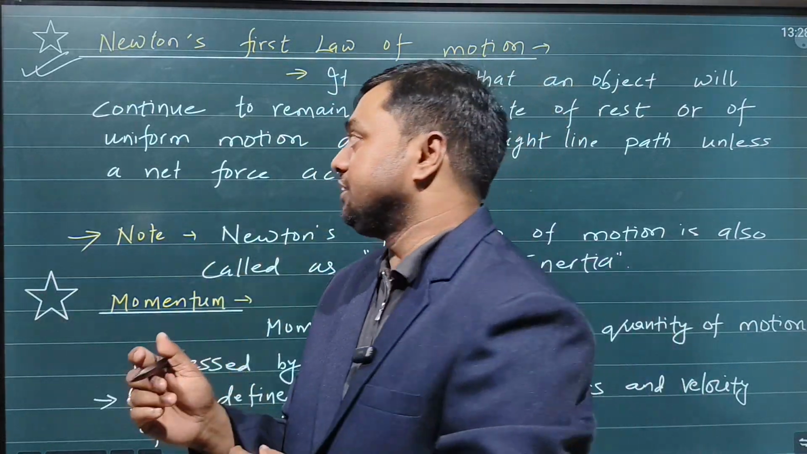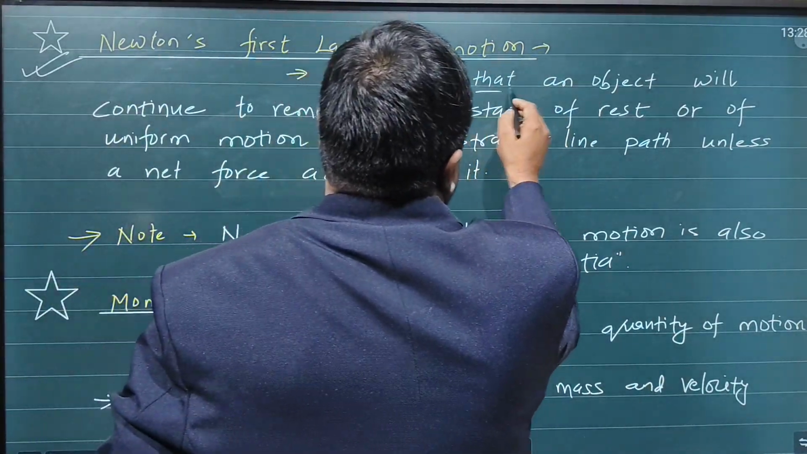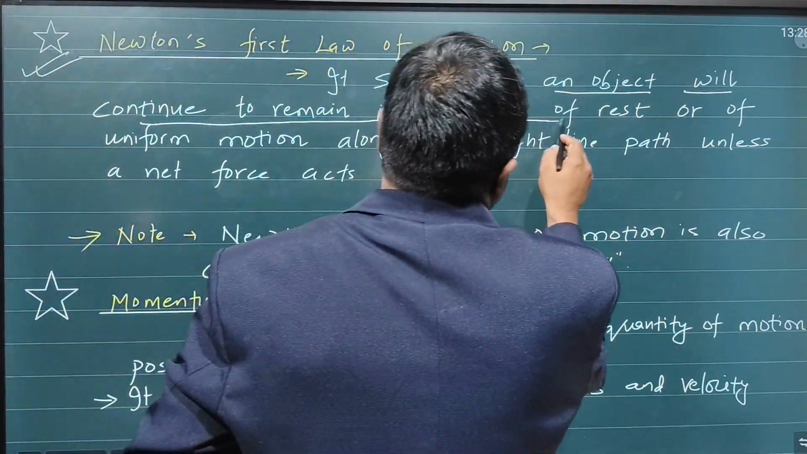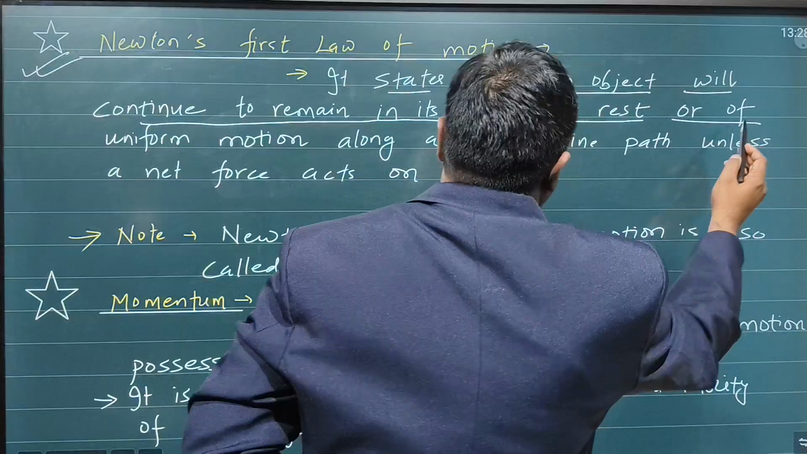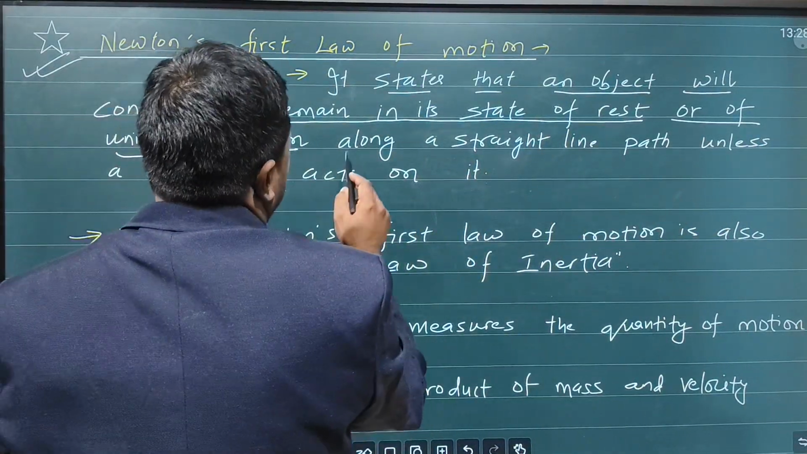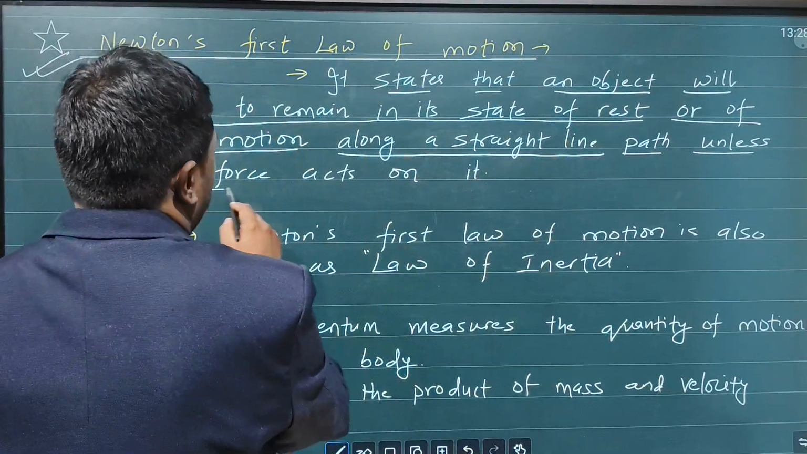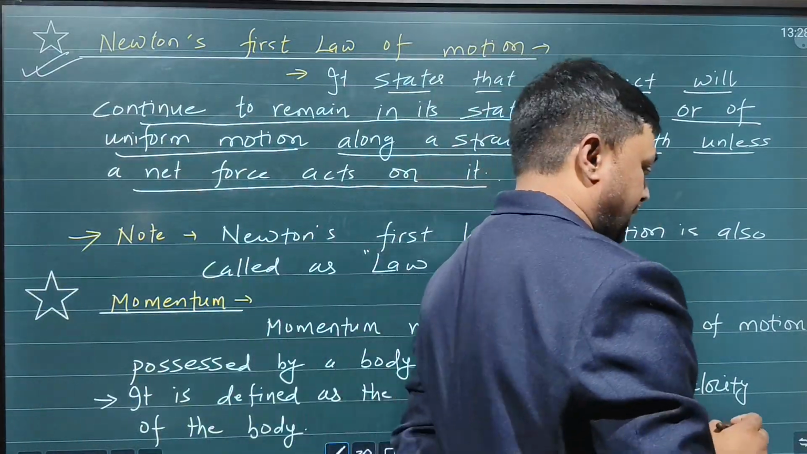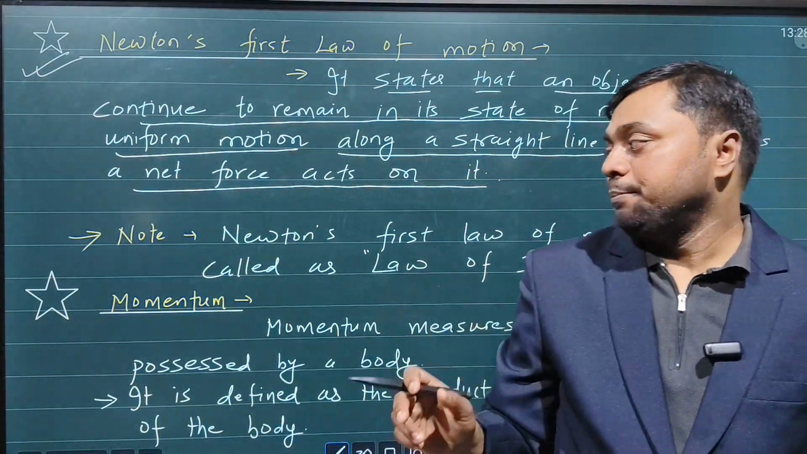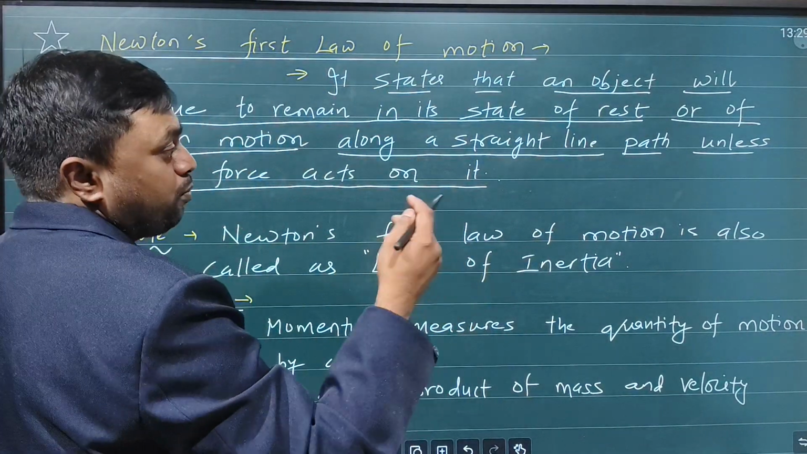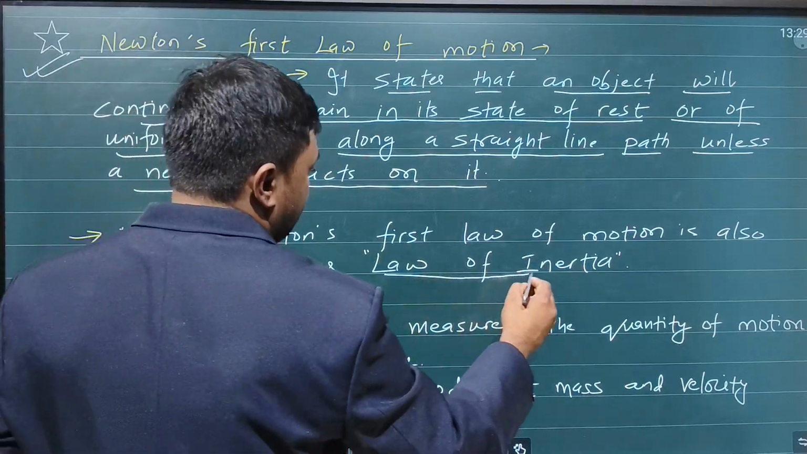Or we can write it like this also. It states that an object will continue to remain in its state of rest or of uniform motion along a straight line path unless a net force acts on it. Am I clear? This is very, very important. So one point you should remember, Newton's first law of motion is also called the law of inertia.